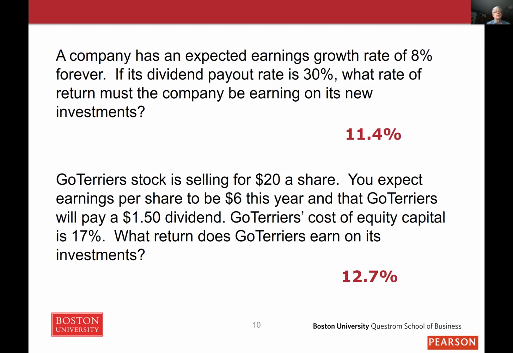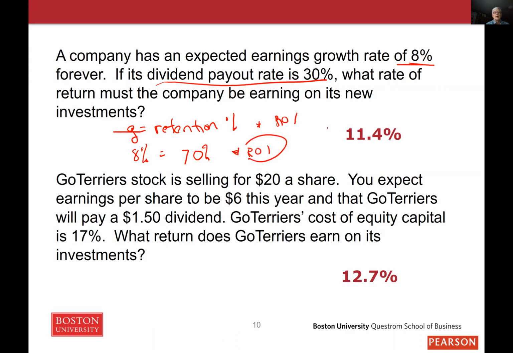So the first one is using the growth formula. So we know the growth is 8%. If the dividend payout is 30%, then the retention is 70%. So we only have one variable left. We can solve for ROI, and it's 11.4%.